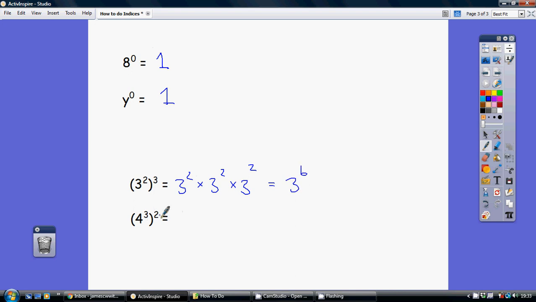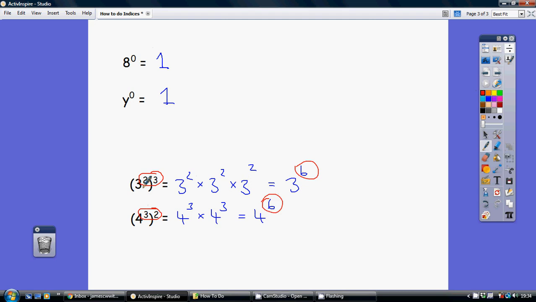Similarly, 4 cubed all squared means you're squaring what's in the brackets, timesing by itself. So that's just 4 cubed times 4 cubed. And when you multiply, you add the powers, so that's 4 to the power of 6. Now what you probably see, there's a shortcut here. 2 times 3 equals 6. 3 times 2 equals 6.